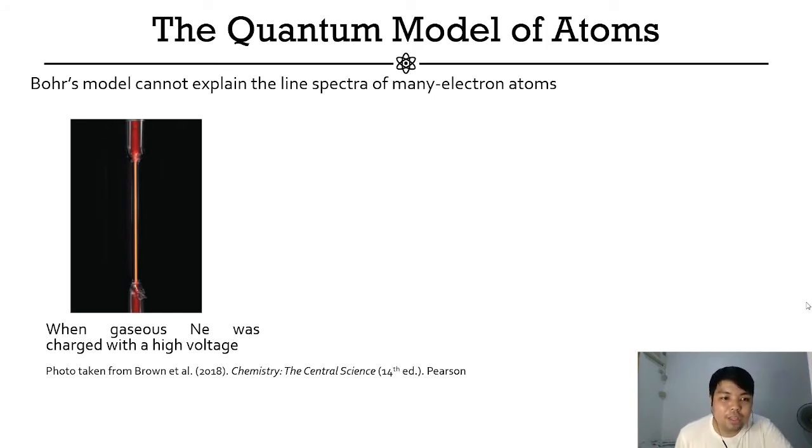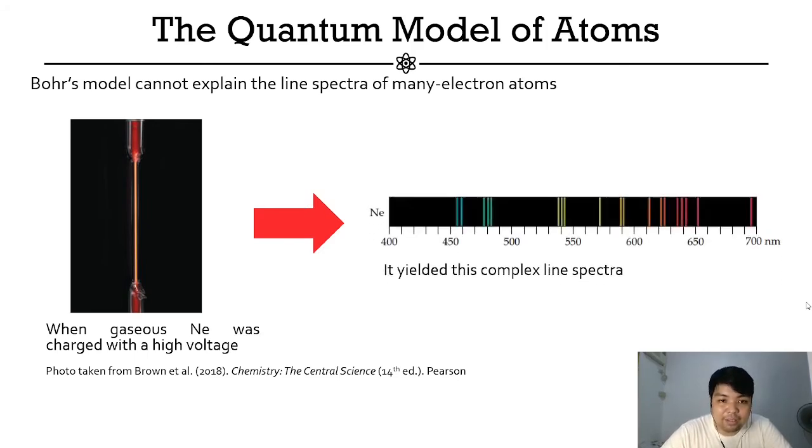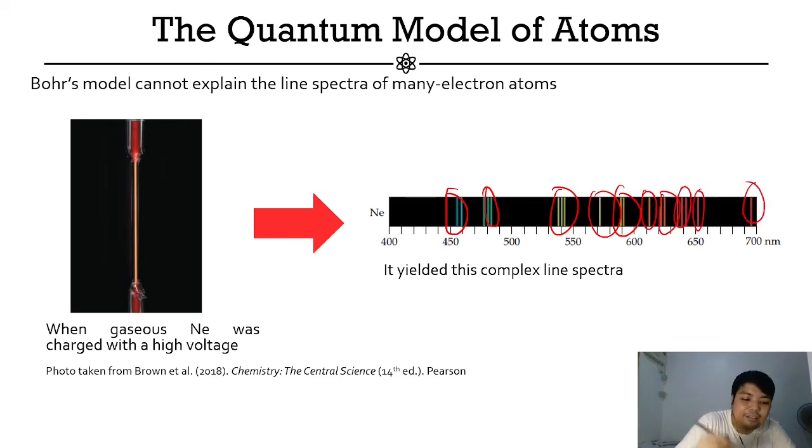So let's say, for example, neon. Now neon gas, when we charge it with a high voltage, its line spectra will look like this. Now Bohr can explain that for hydrogen because the hydrogen spectra is quite simple. What Bohr cannot explain in his model are these fine lines here. That is one of the failures of the Bohr atom.